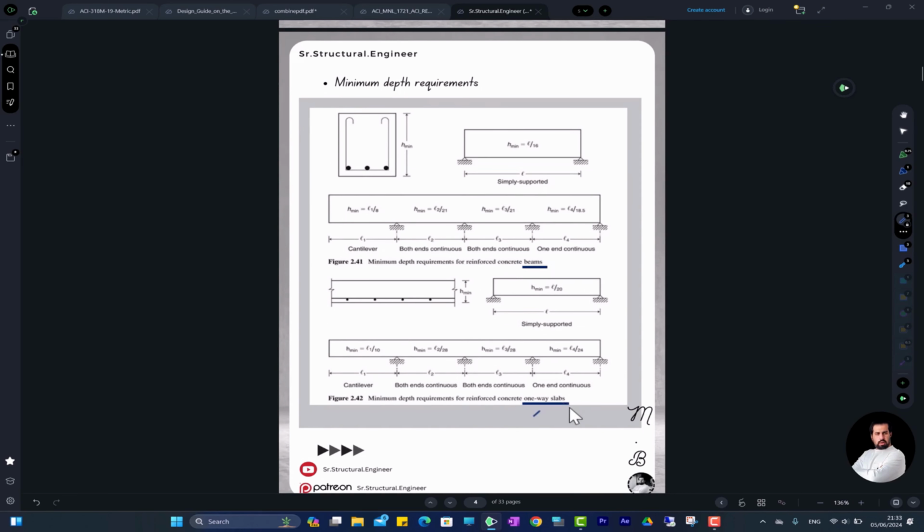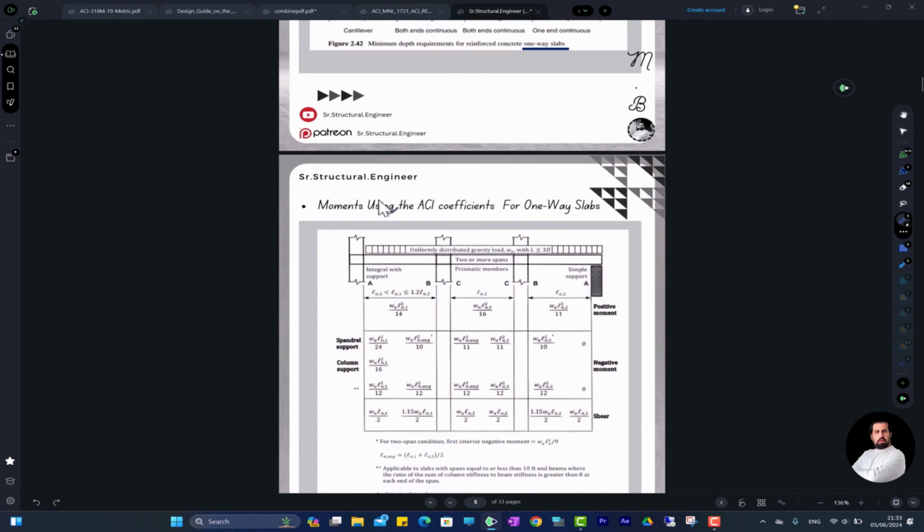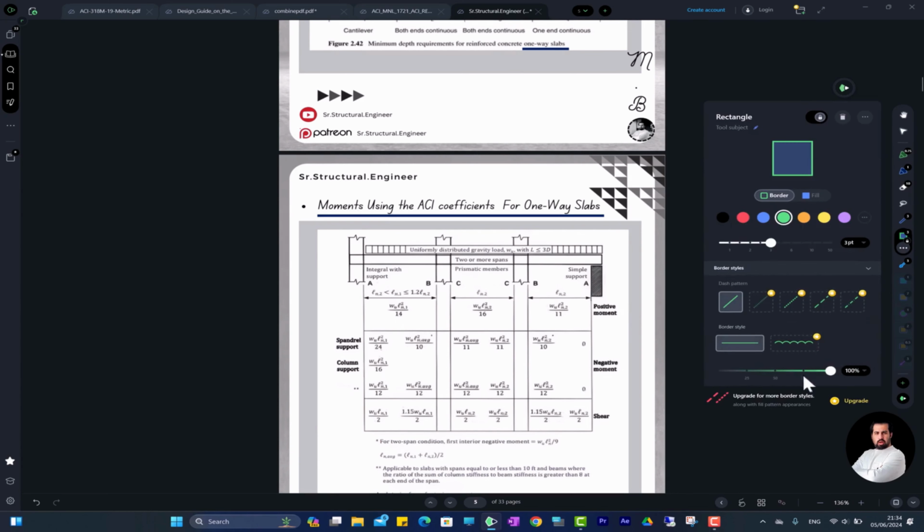One of the requirements in concrete slab design is to control and select the minimum required depths. As you can see, for a simple support and simple slab, this value is limited to 1/20 of the length of the span.